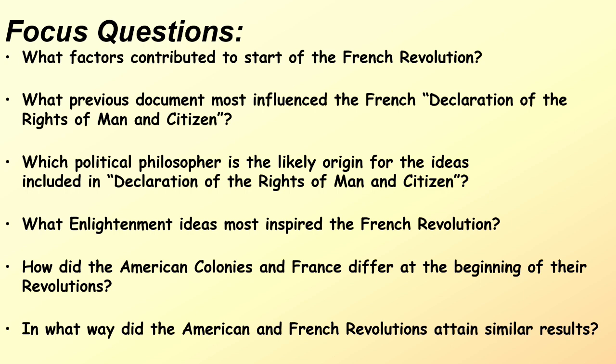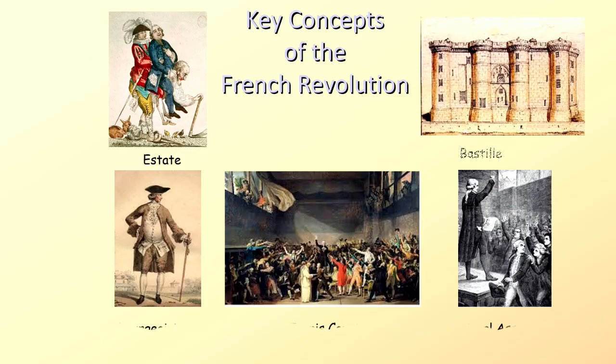And how did the American colonies and France differ at the beginning of their two revolutions? And in what way did the American and French revolutions attain similar results? Key concepts of the French Revolution: estate, bourgeoisie, the Tennis Court Oath, National Assembly, and the Bastille.